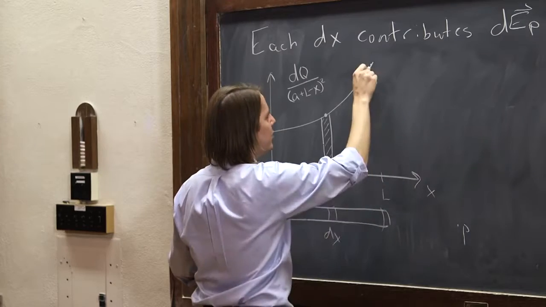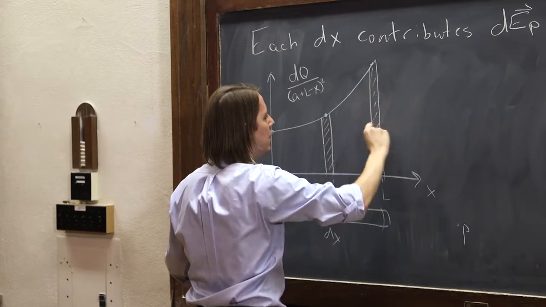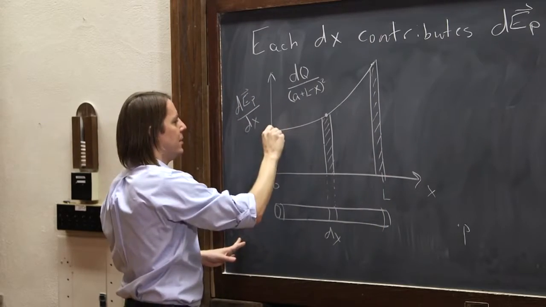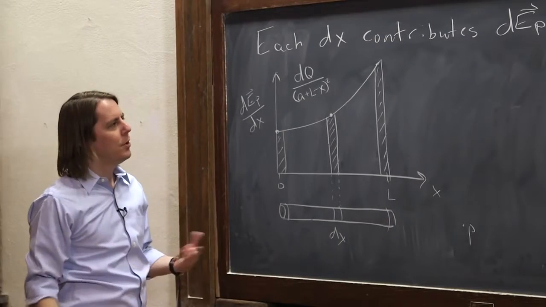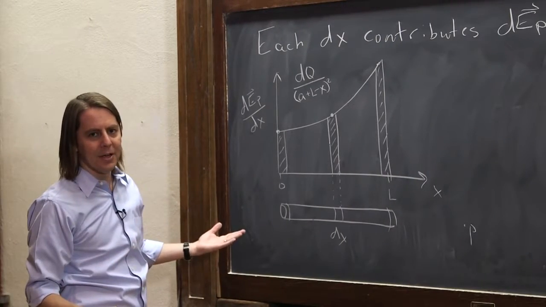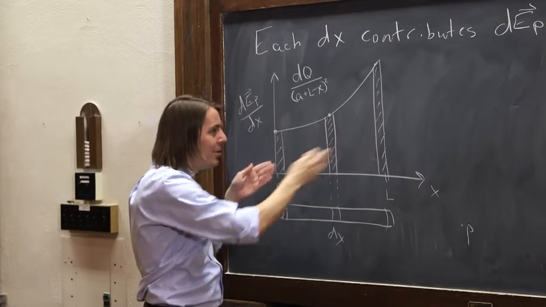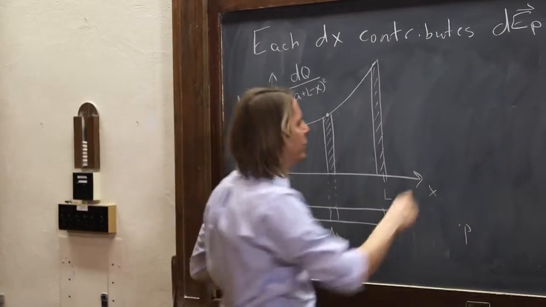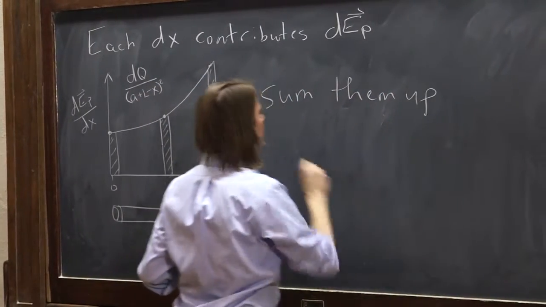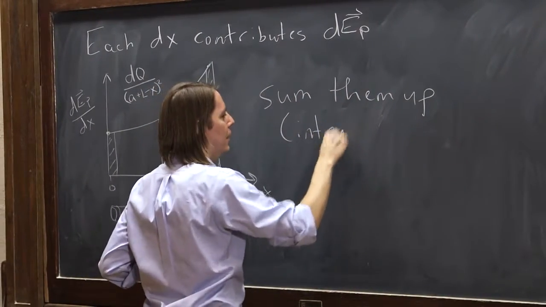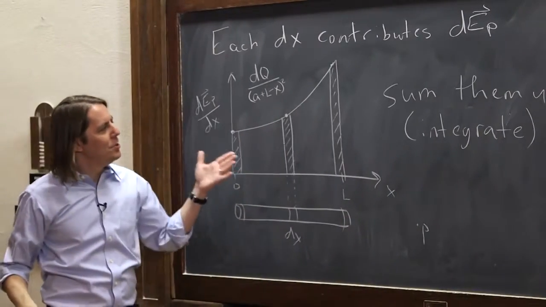If this dx is way up here, since dE_P per dx is higher, it's going to have a larger area. This one, dE_P per dx is smaller. It's going to have a smaller area. So what we want to do is figure out how to add it all up. Okay? Well, you can probably guess. Maybe you've seen these kinds of plots before. We need to add up the area under this curve. So what you do is you sum them up. Right? You integrate.